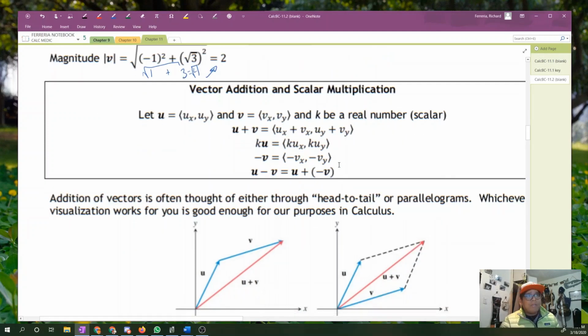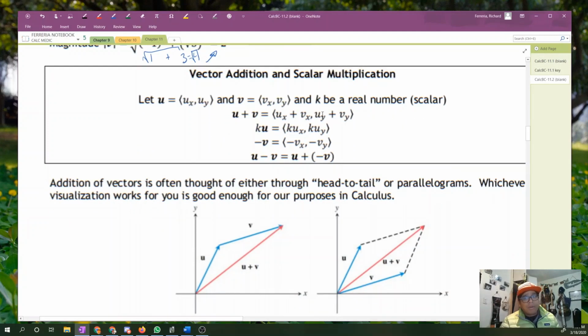Okay, if you add two vectors, you just add their components. Straightforward. If you multiply a vector by a scalar, you just multiply each of the components by that scalar. The opposite of a vector, the negative vector, is the opposite of each of its components. And if we're going to subtract two vectors, then you're just adding the opposite of a vector. All of those kind of make sense.